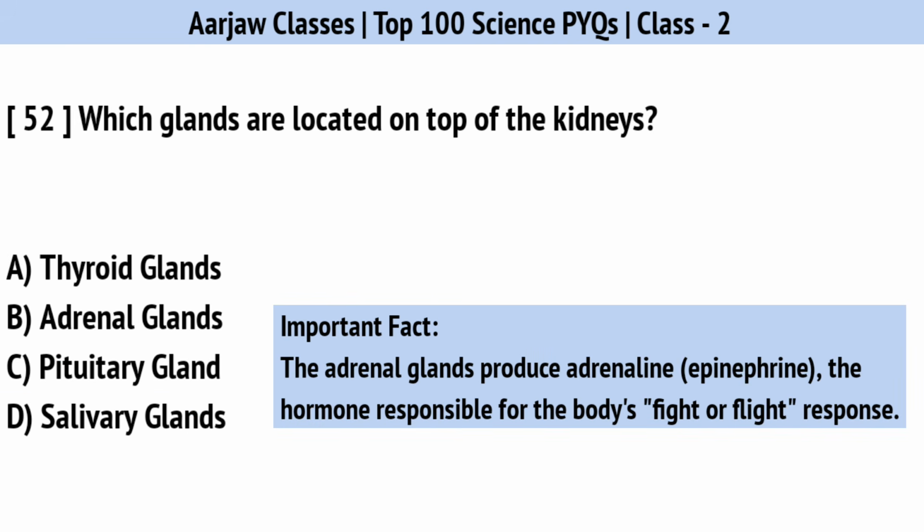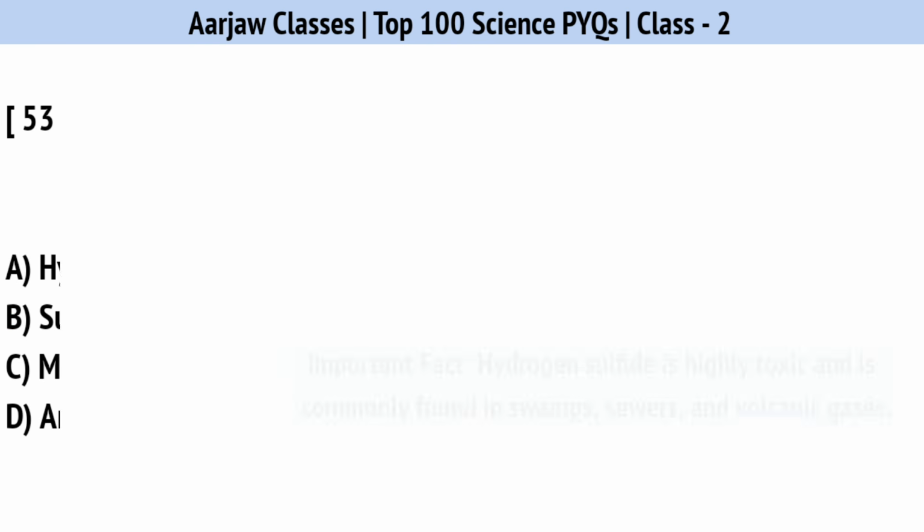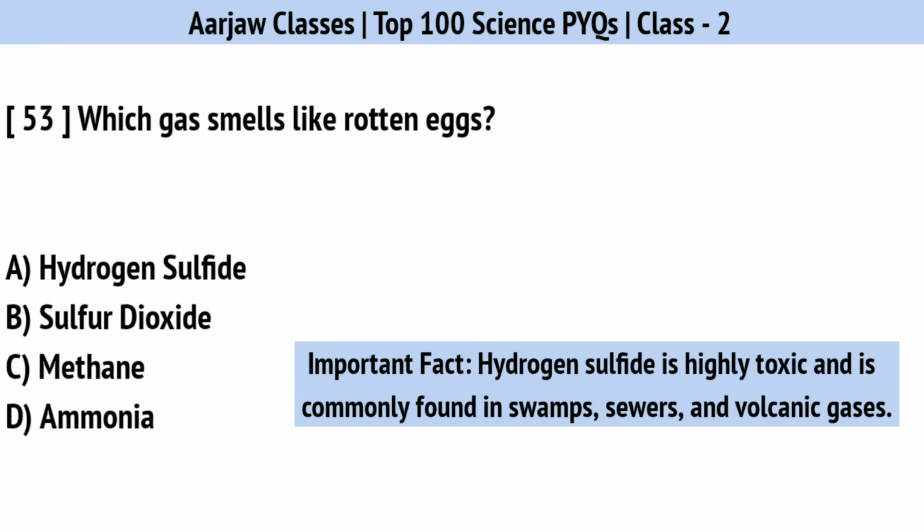Which glands are located on top of the kidneys? Right option is B. Adrenal glands. Which gas smells like rotten eggs? Right option is A. Hydrogen sulfide.